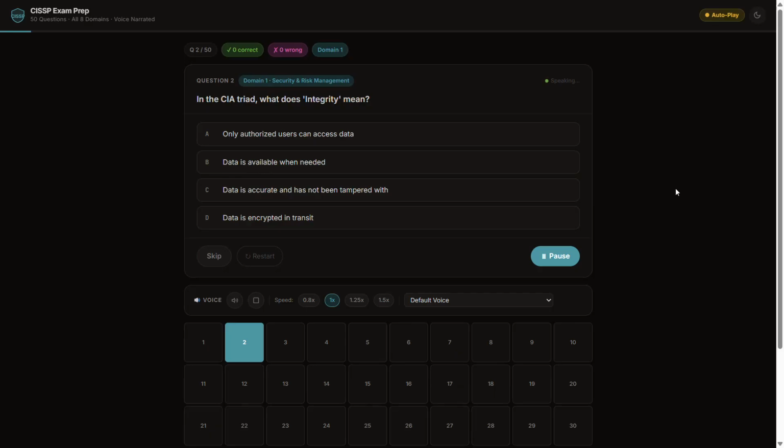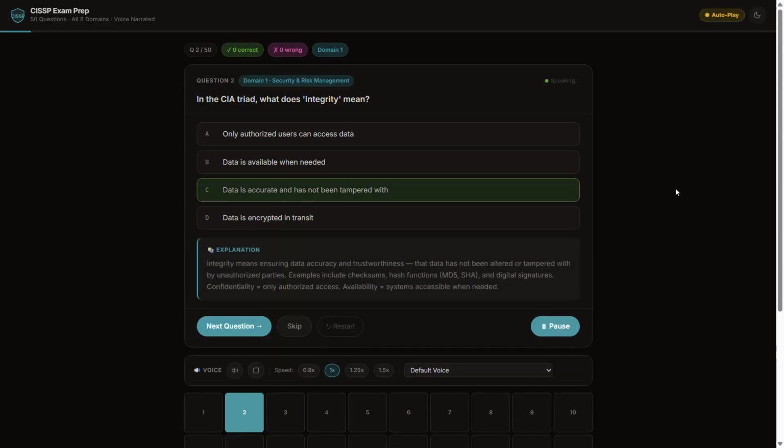Question 2. In the CIA Triad, what does integrity mean? Options: A. Only authorized users can access data. B. Data is available when needed. C. Data is accurate and has not been tampered with. D. Data is encrypted in transit.